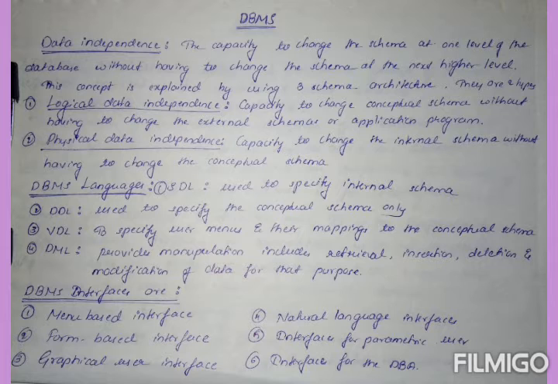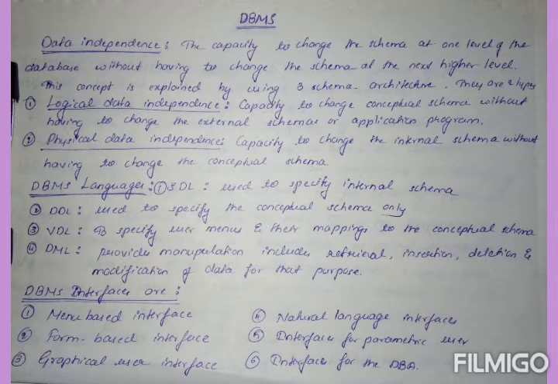First one is logical data independence. It has the capacity to change the conceptual schema without having to change the external schema or application programs. Then physical data independence means the capacity to change the internal schema without having to change the conceptual schema. It is vice versa: logical relates to the external schema, whereas physical relates to the internal schema.